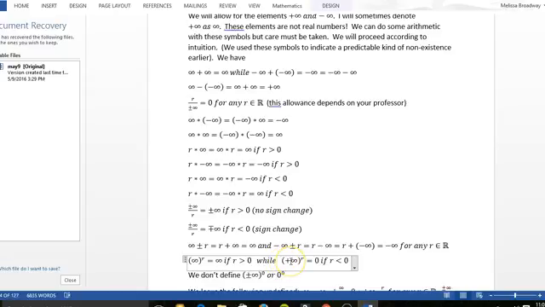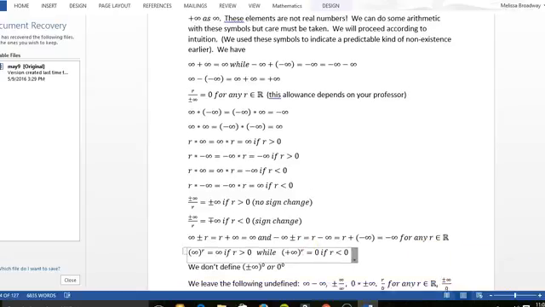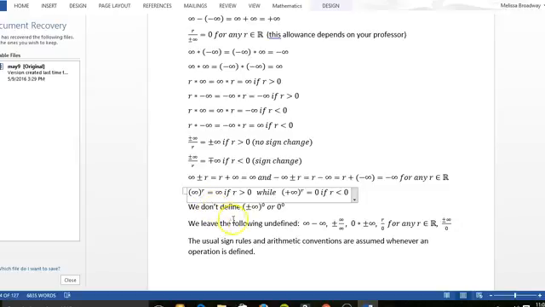And positive infinity to the r power would equal 0 if r was negative. And if r is 0, we're going to leave it undefined. Infinity to the 0 power, 0 to the 0 power, we're going to leave all that undefined, okay? It's dangerous to define those things. It's just not a good idea. So we're going to leave those undefined.